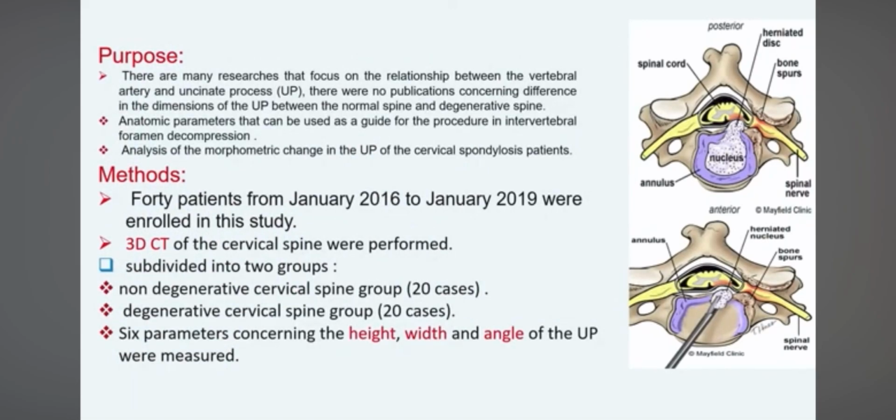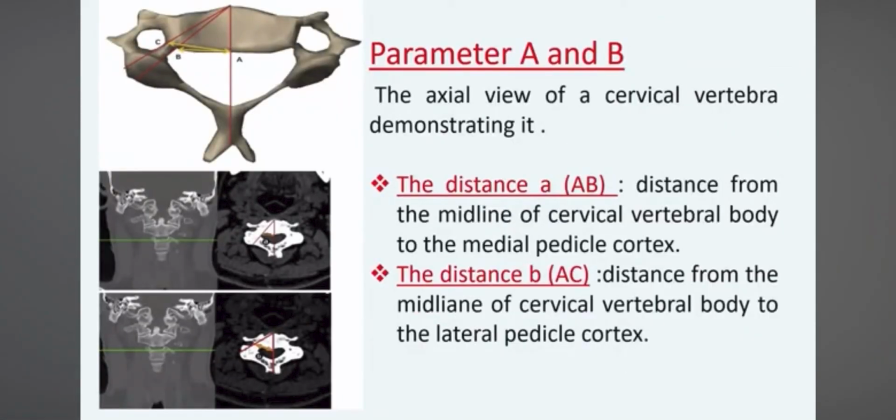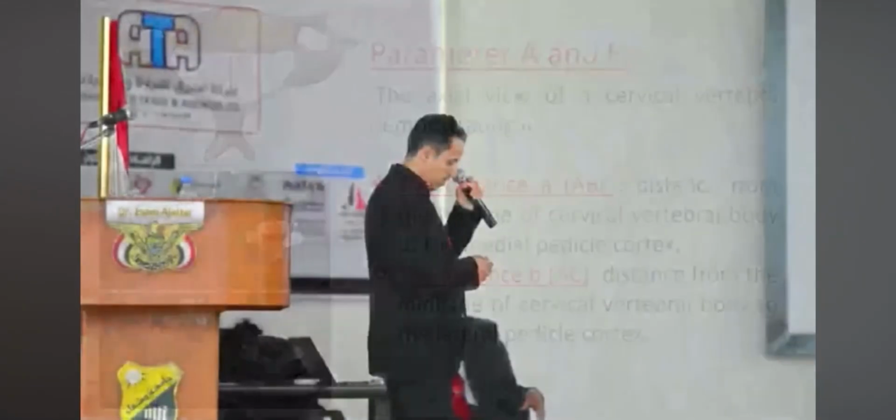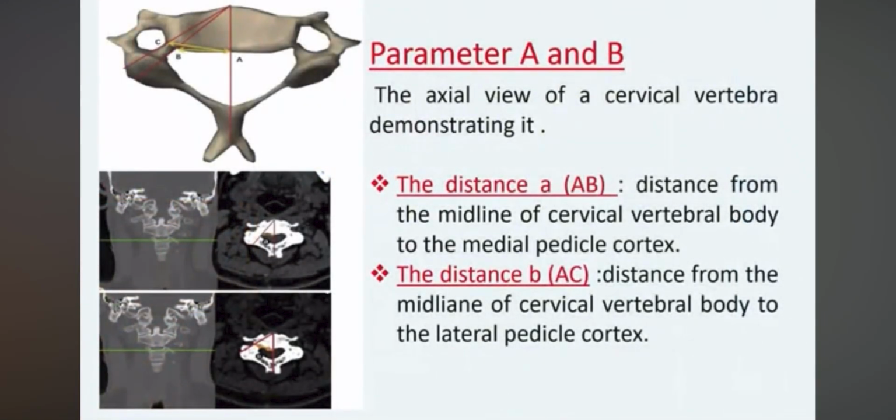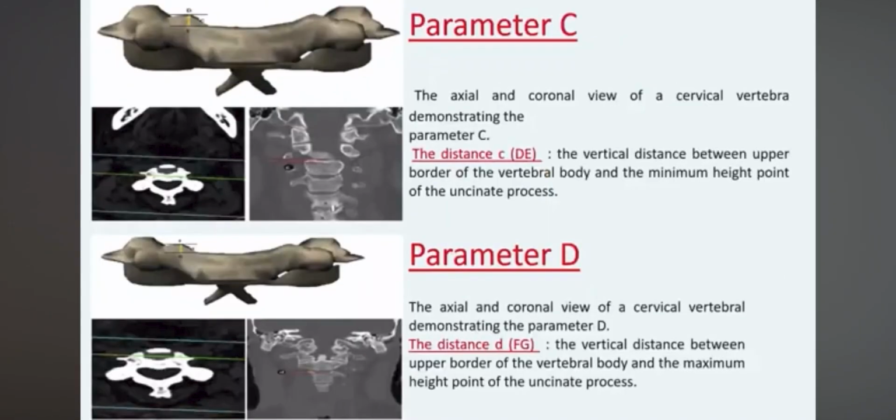The method was 40 patients: 20 patients were normal, and 20 cases were in the degenerative cervical group. There were 6 parameters. The first one is from the vertebral midline to the medial cortex of the pedicle. The second parameter was from the medial to the lateral cortex of the pedicle.